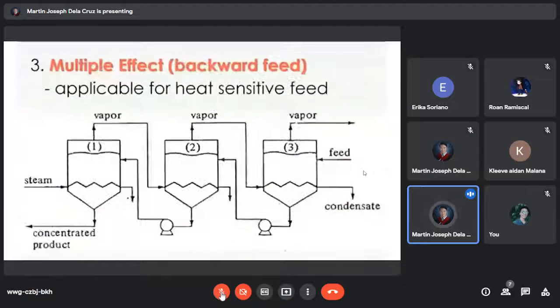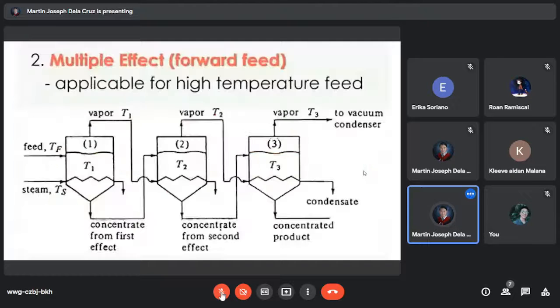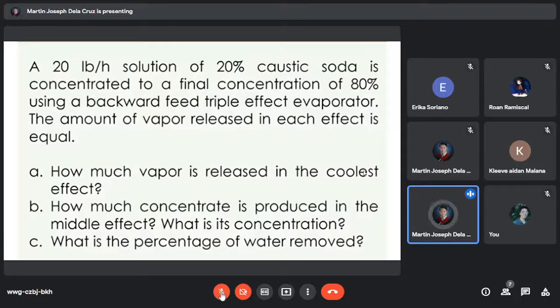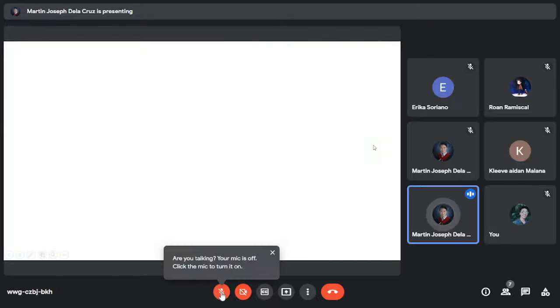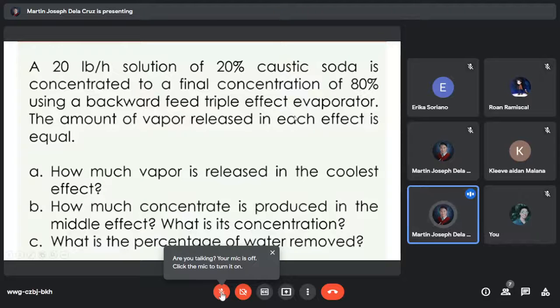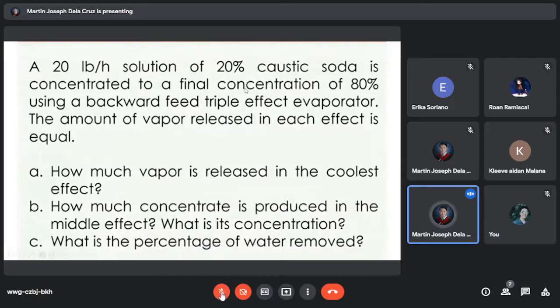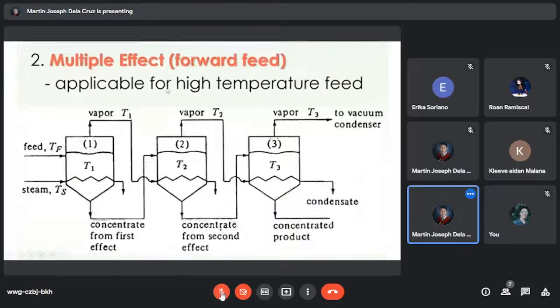Meron pa sana ito, pero it's already 3:50. So next time na lang. Multiple effect forward feed and then your multiple effect backward feed. So try natin tapusin sa Monday yung itong dalawa. So mag-a-add pa ako ng isang problem siguro, kasi ito is check-out lang to. Mas balance. Or two problems. Tapusin natin sa Monday. So, siguro mag-overtime tayo doon. Not sure. Okay?